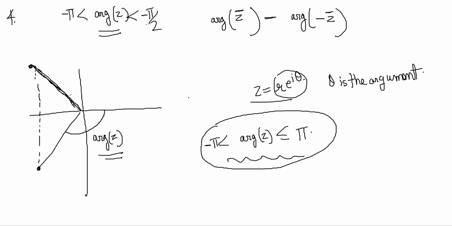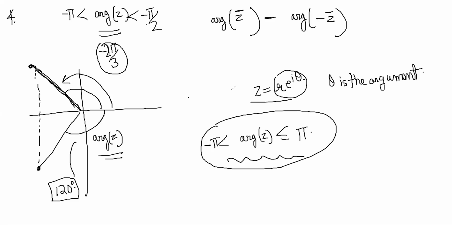So for example, take some easy angle. Let's say this is 120. Let argument of z be minus 2 pi by 3, that fits this condition. So if this is 2 pi by 3, then this is 2 pi by 3 too, right? So argument of z conjugate is becoming 2 pi by 3, because it is in the second quadrant, we have to measure it from this side. So this is becoming 2 pi by 3, and then minus argument of minus z conjugate.